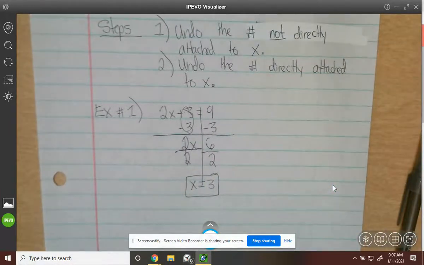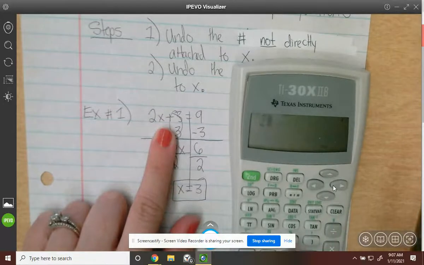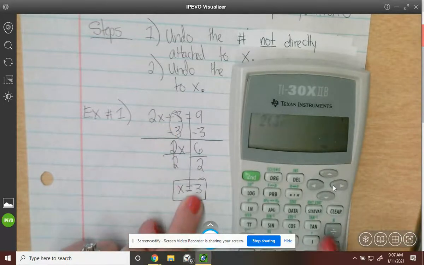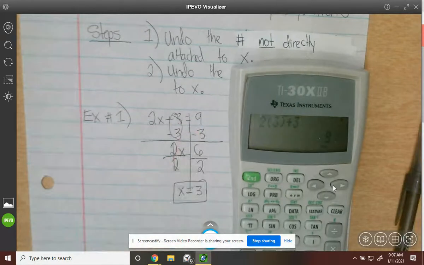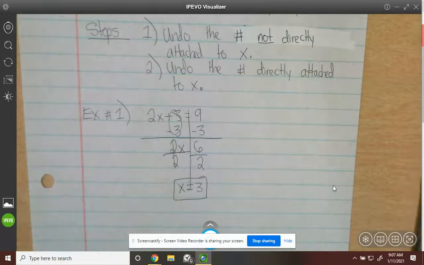Okay, and then to check that, I can find my calculator. I can just plug it back into my original equation. So 2 times 3 plus 3 equals 9. So I know I did it correctly. Okay, let's do another one.